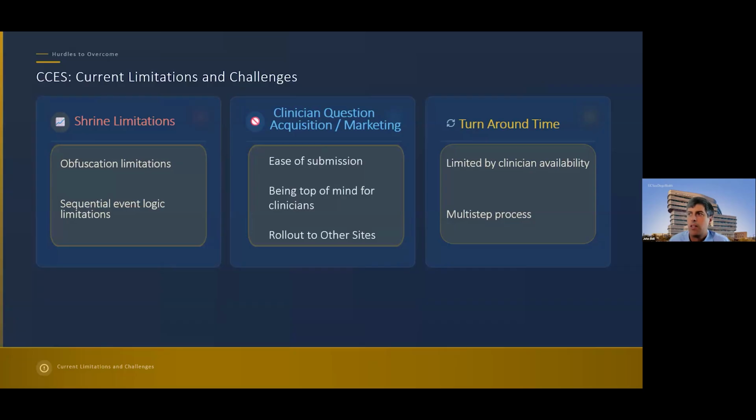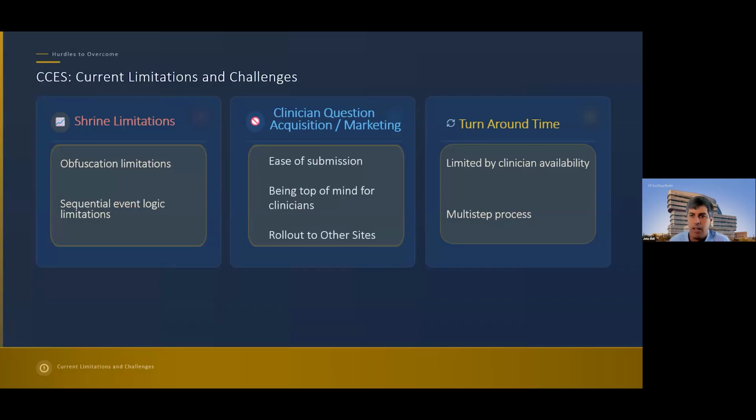For our clinician question acquisition, one of the things was how easy it was for clinicians to submit a question. And then also, how do we get it to be top of mind for clinicians? Because one of the big barriers that we are experiencing is clinicians have got to think about the service to be able to submit a question. If they don't think about the service, they're not going to submit a question.